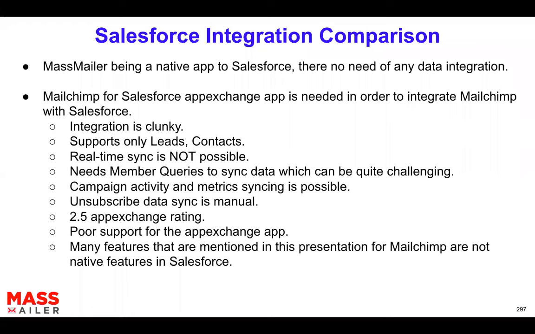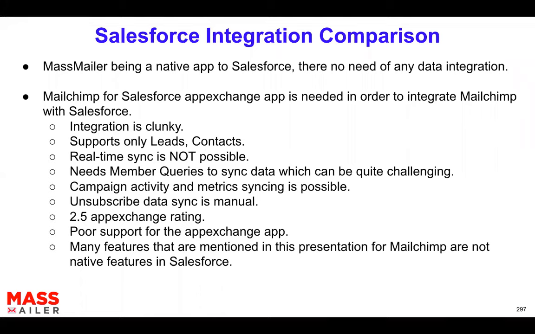And synchronizing the data itself is not a straightforward thing. There's something called member queries that you will have to apply, with some filters, to get the data and then sync with Mailchimp. So if you make any mistake when you're applying those filters or writing those member queries, then you're actually syncing wrong data and you may end up sending it to the wrong audience. Which means you'll have to be very careful when you're syncing data, because it's not a straightforward thing.